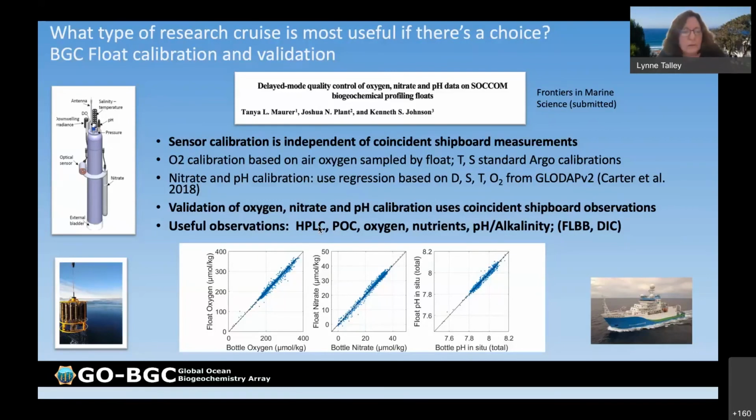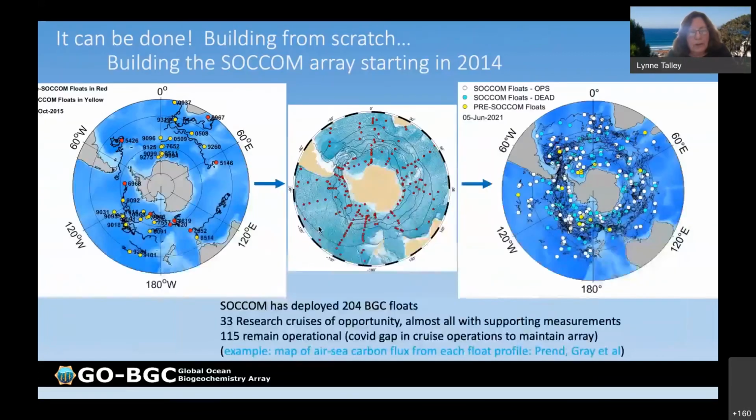The observations that we like to collect are for the biology, for the fluorescence and backscatter sensors, the HPLC and POC. We like oxygen, we like nutrients, nitrate especially because that's the sensor, pH measurements. Alkalinity is great, it often comes with pH. And if it's possible to get an optical profile from, say, an FLBB or in situ DIC measurements, those are great too and used.